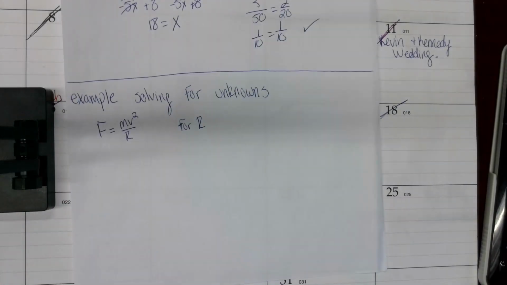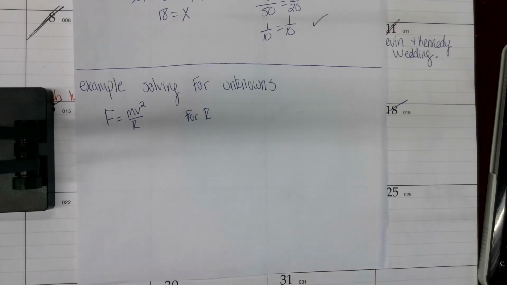Next one, example solving for unknowns. So on this one, we're rearranging this problem using inverse operations. Everybody usually freaks out when they see these, and I always thought of them as puzzles, so I don't know, I'm a weirdo though.